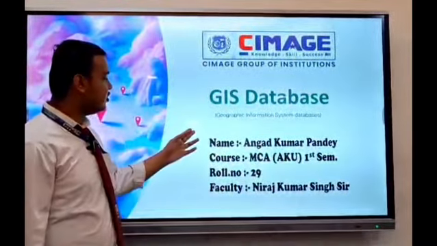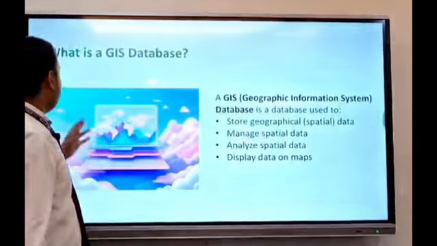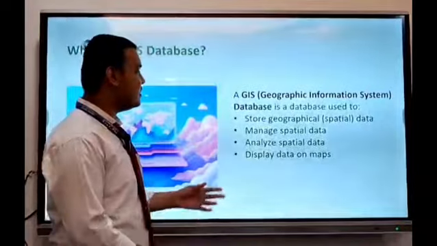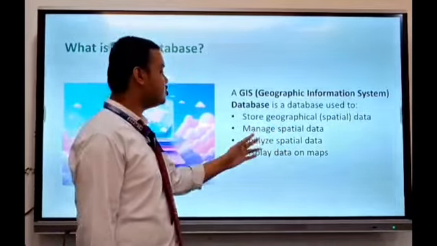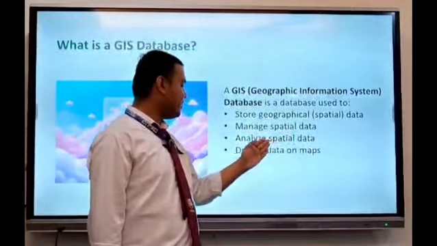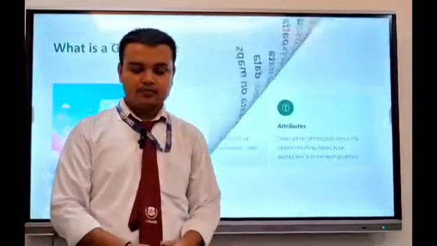So GIS stands for Geographic Information System Database. What is a GIS database? A GIS (Geographical Information System) database is a database used to store geographical data. It manages spatial data, analyzes spatial data, and displays data on maps.